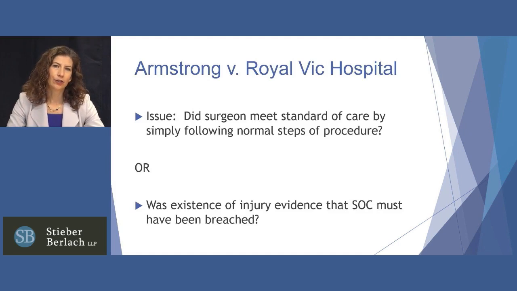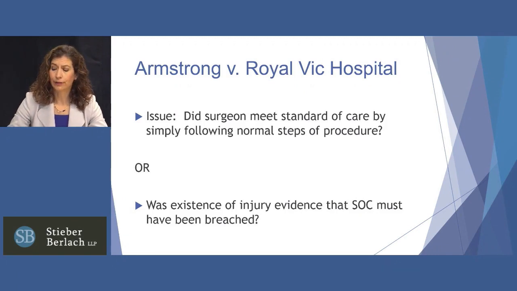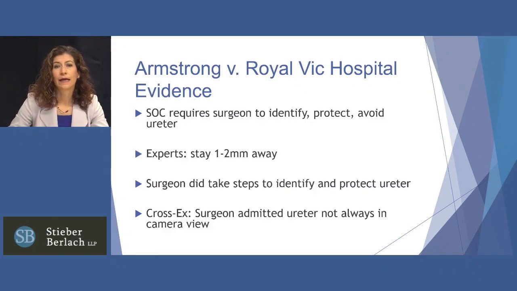So the issue at trial then was, did the surgeon meet the standard of care by following the normal steps of this colectomy? Or was the existence of injury, the fact that we know that the ureter was damaged, evidence that the standard of care must have been breached? What was the evidence at trial?